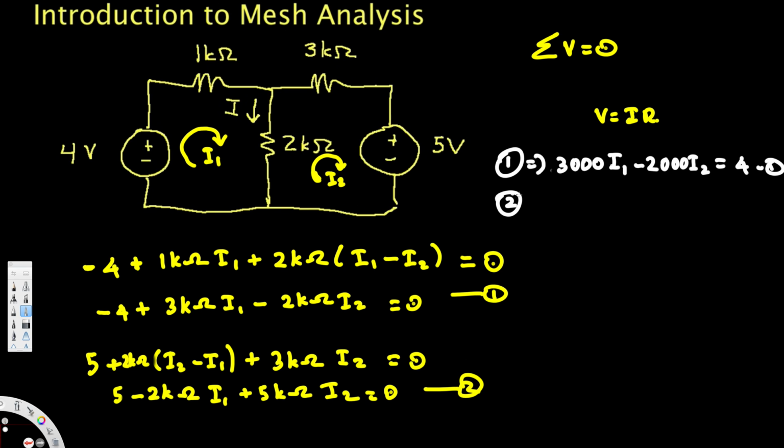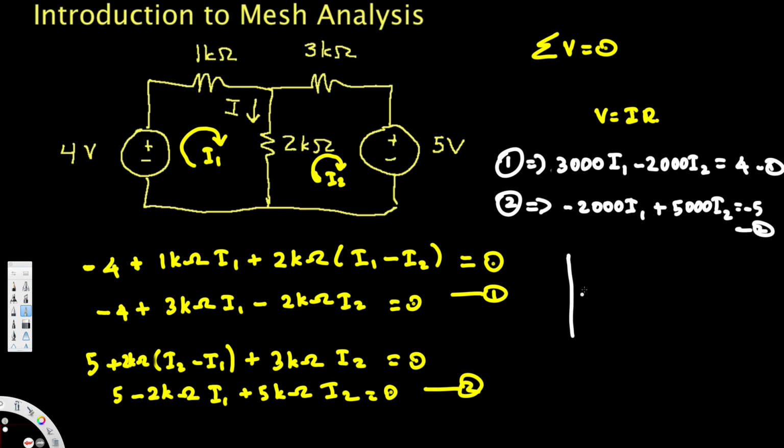Now let's look at equation 2. Here we have negative 2 kilo ohm I1. So this is going to be negative 2000 I1. And we have 5 kilo ohm I2. So this is going to be 5000 I2. And on the other side, we are going to have negative 5. And this is going to be our second equation. Now we can go ahead and create our matrix form.